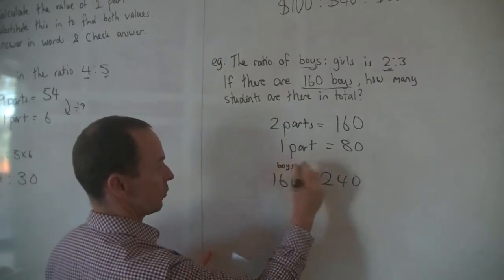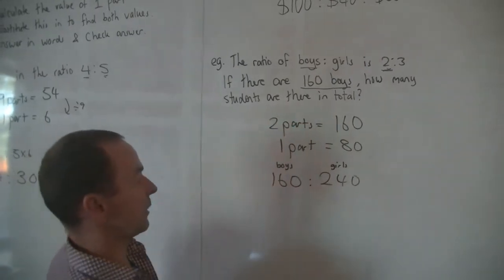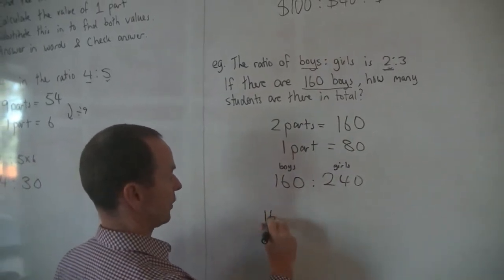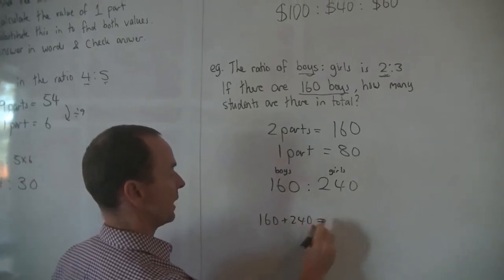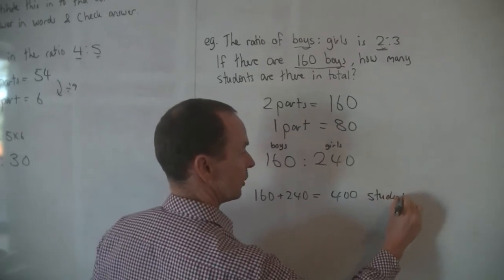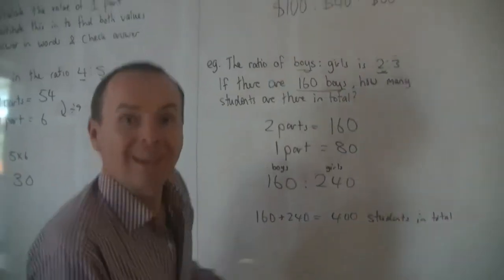I'll write it down: boys, girls. But it says how many students are there in total. So we add these up together. 160 plus 240 is 400. 400 students in total. Alright, and it's as easy as that.